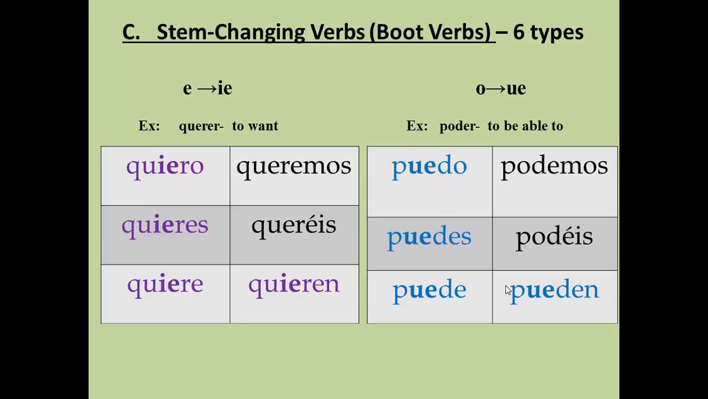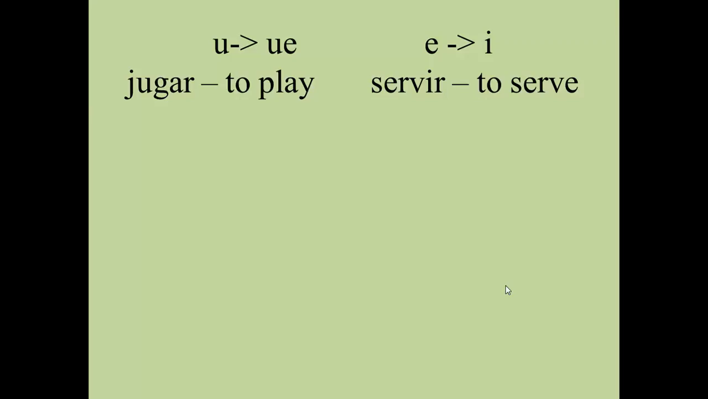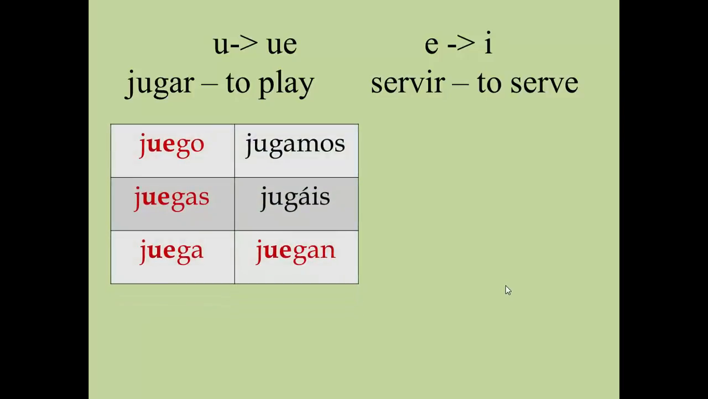The next 2 types of boot verbs are U to UE, and really the only verb we're going to practice with this conjugation is jugar, to play. So it's juego, juegas, juega, jugamos, jugáis, juegan. Okay, again, only inside the boot is the change going on.